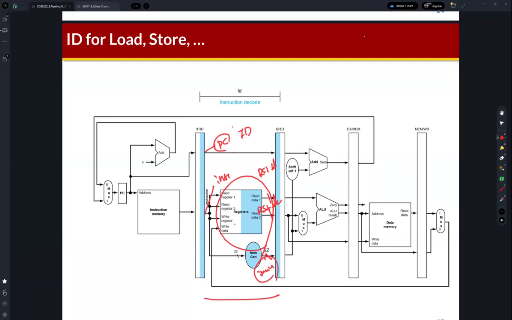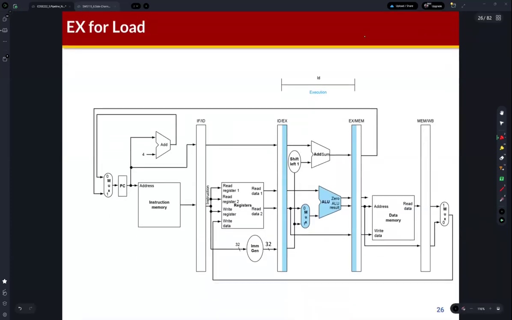So these output results of the register file and immediate generator are also sampled by the ID and EX pipeline register on the rising edge of a clock. Okay, so it's sampled, and then the sampled value will be given to the ALU.